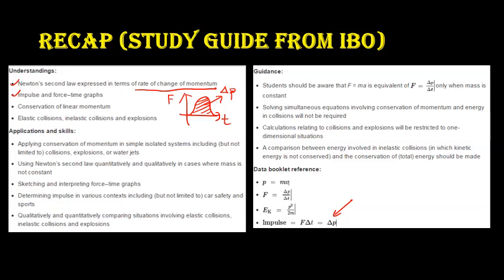The third one is about conservation of linear momentum. This is basically what you learned in IGCSE, so I'm not going to repeat it again. Elastic collision, inelastic collision, and explosion. For elastic and inelastic, it depends on whether or not KE is conserved before and after the collision. While an explosion is a kind of collision that has zero momentum in the first place, and then it just explodes into maybe 2 or 3 pieces.